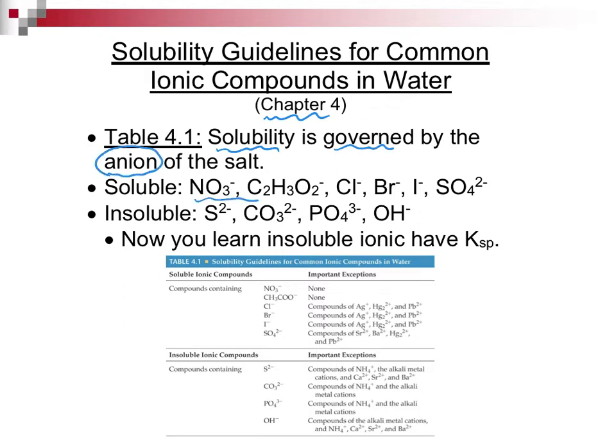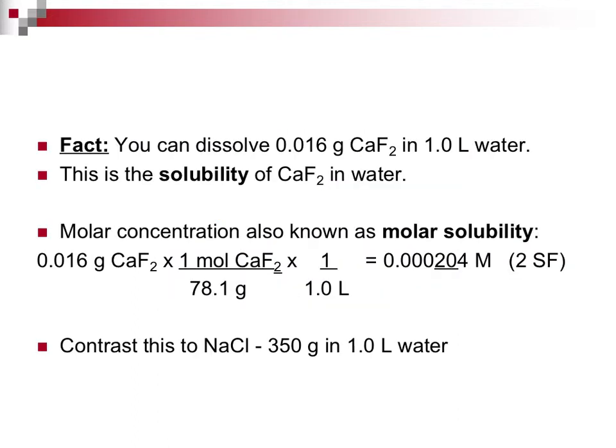You learned that there were many ionic compounds that were always soluble. Yes, there were exceptions. You also learned that there were compounds that were insoluble, and it was all based on the anion. Now you are learning that these insoluble compounds have a Ksp. We didn't tell you that back in Chemistry 1210. So there are some facts as we get started.